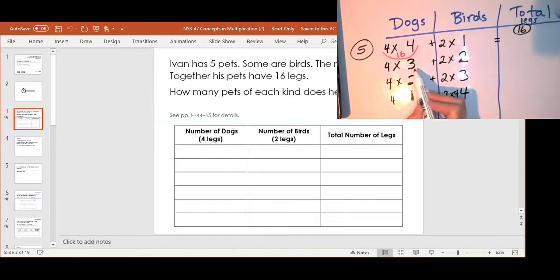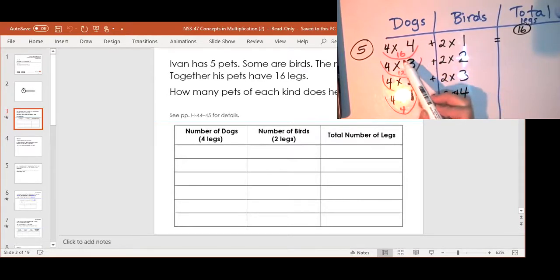What's 4 groups of 3? Ah, the one you never forget. Did you say it? I hope so. 12. So that one is 12 legs, 16 legs. 4 groups of 2, that's doubles. 4 times 2, or sorry, 2 times 4 is 8. And 4 times 1, one group, anything times 1 is its own number. We know that. Okay, those are the possibilities.